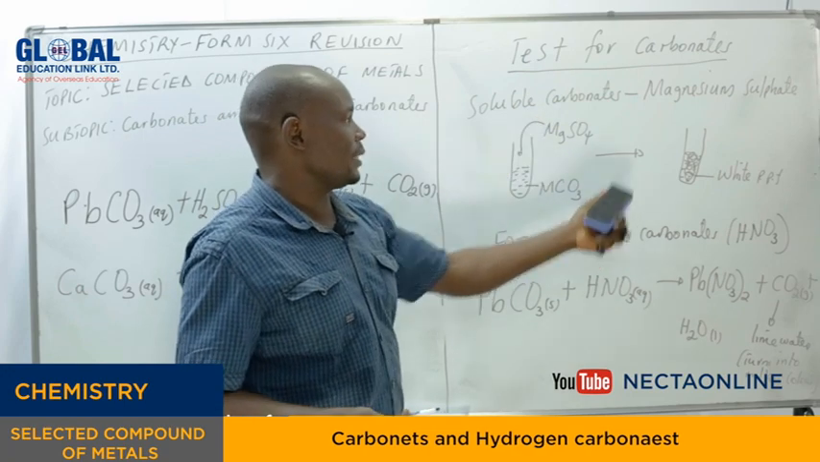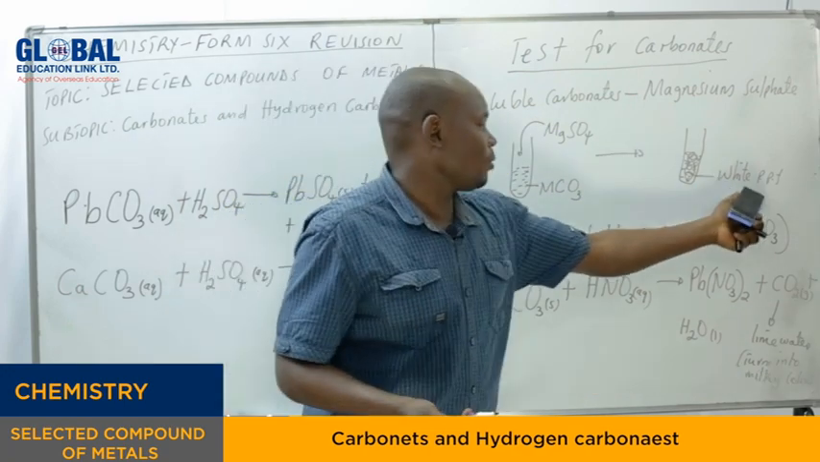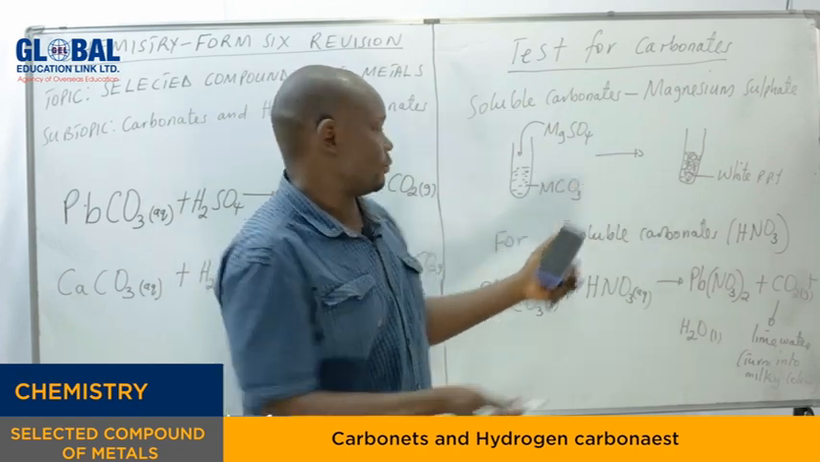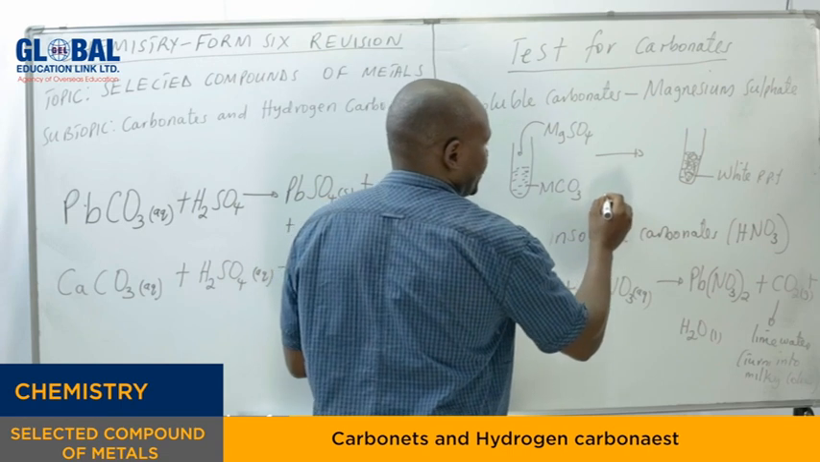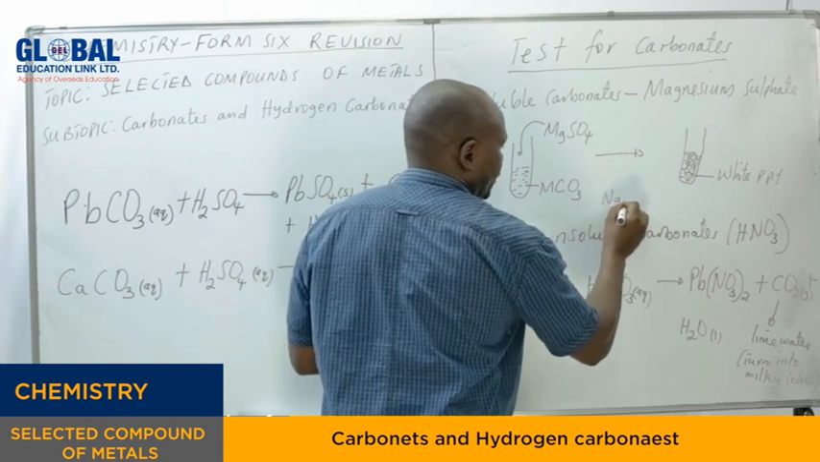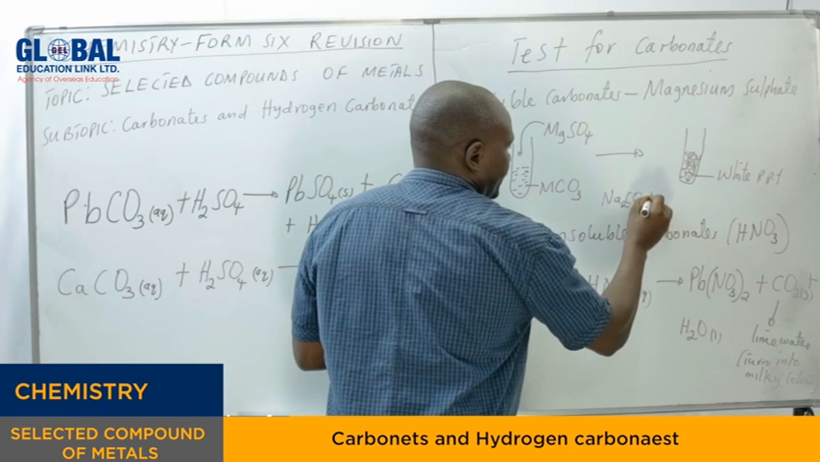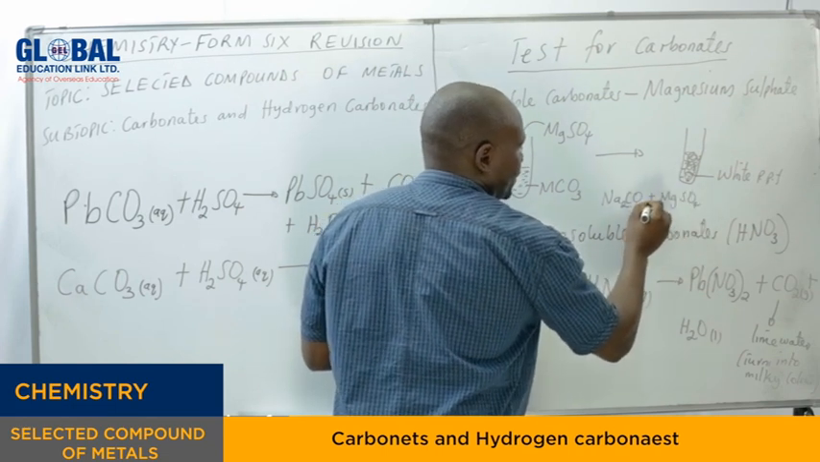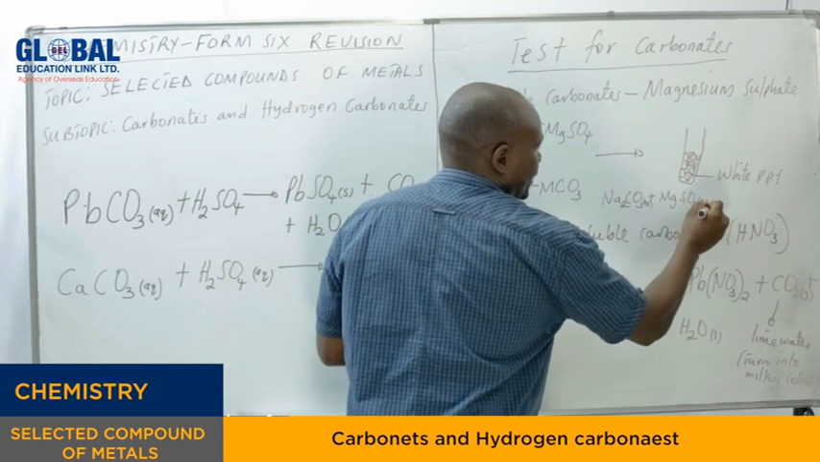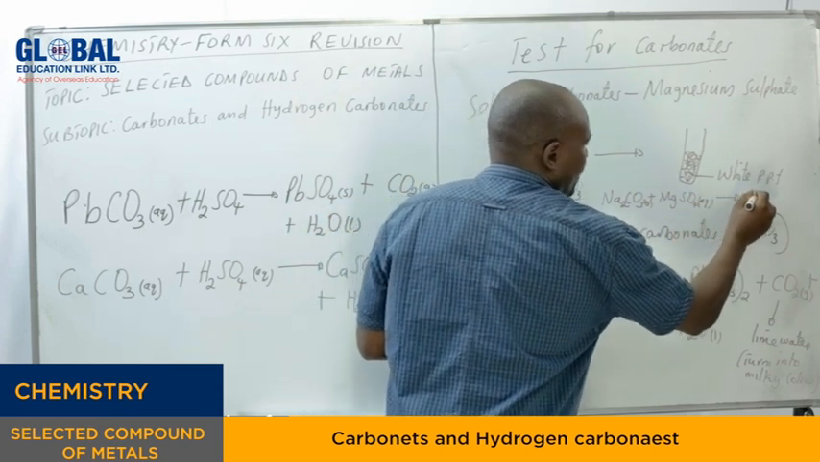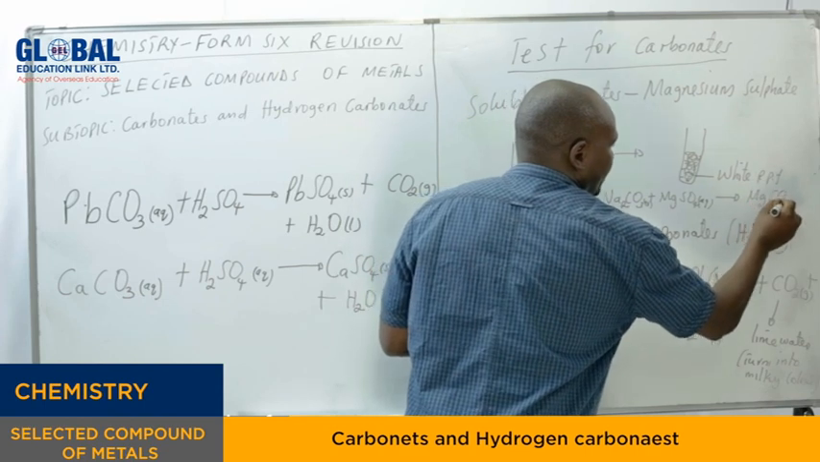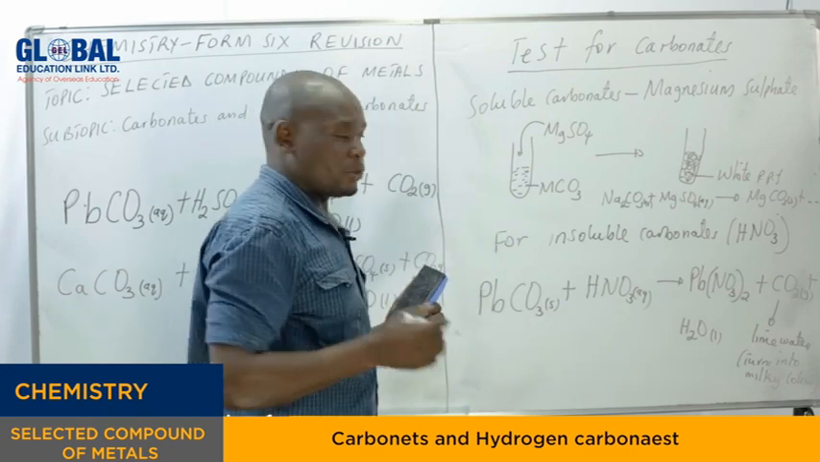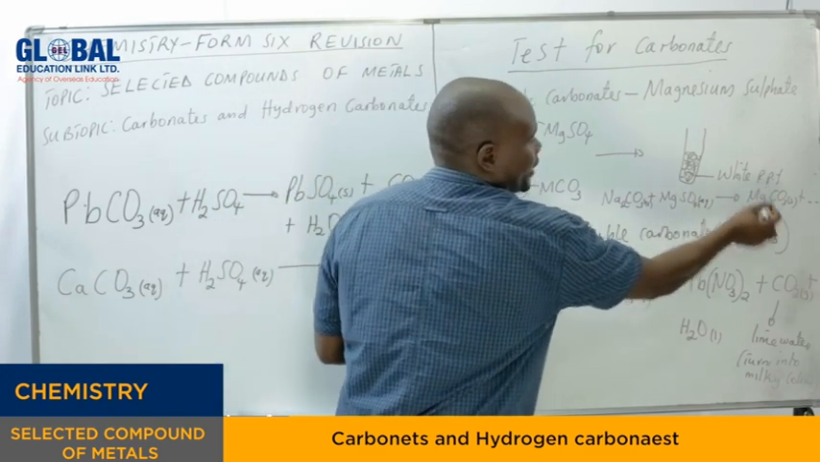For soluble carbonates, we use magnesium sulfate, whereby the white precipitate of magnesium carbonate is formed. For example, if we take sodium carbonate, when reacted with magnesium sulfate solution, this is aqueous and this is also aqueous. Here, the white precipitate will be of magnesium carbonate, which is solid, and other products. You can finish it up. So this is what appears as the white precipitate.